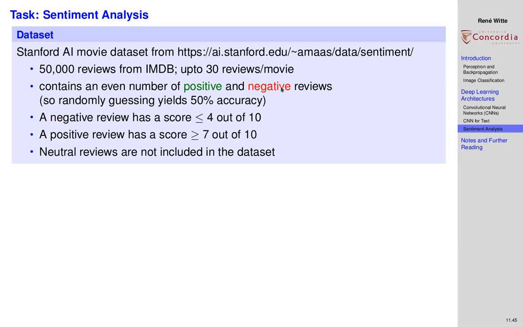Each review has a score from 0 to 10 or 1 to 10. I'm not sure. I think it's 1 to 10. I don't think you can give 0 stars. So a negative review is a score of smaller or equal to 4, and a positive review is a score equal or bigger than 7. And in this data set, there are no neutral reviews. So it's either positive or negative.